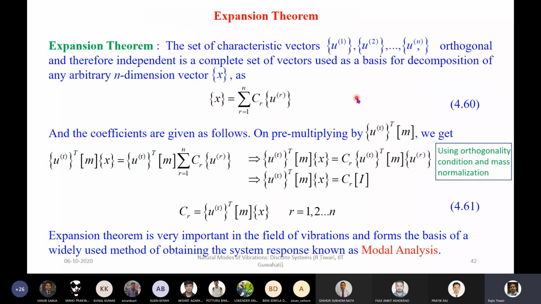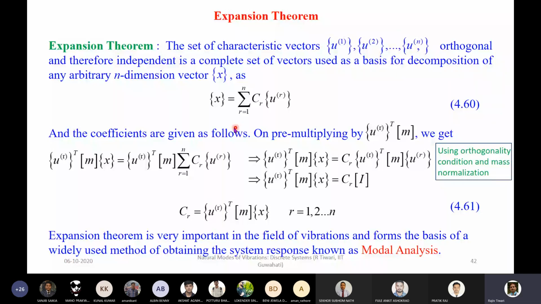So the extension of this is the expansion theorem, in which we obtain the various eigenvectors corresponding to each eigenvalue. So u1, u2, u3, all these are the eigenvectors corresponding to the eigenvalues. And we have seen they are orthogonal. That means they are independent of each other. And basically this is a basis for obtaining any response of the system.